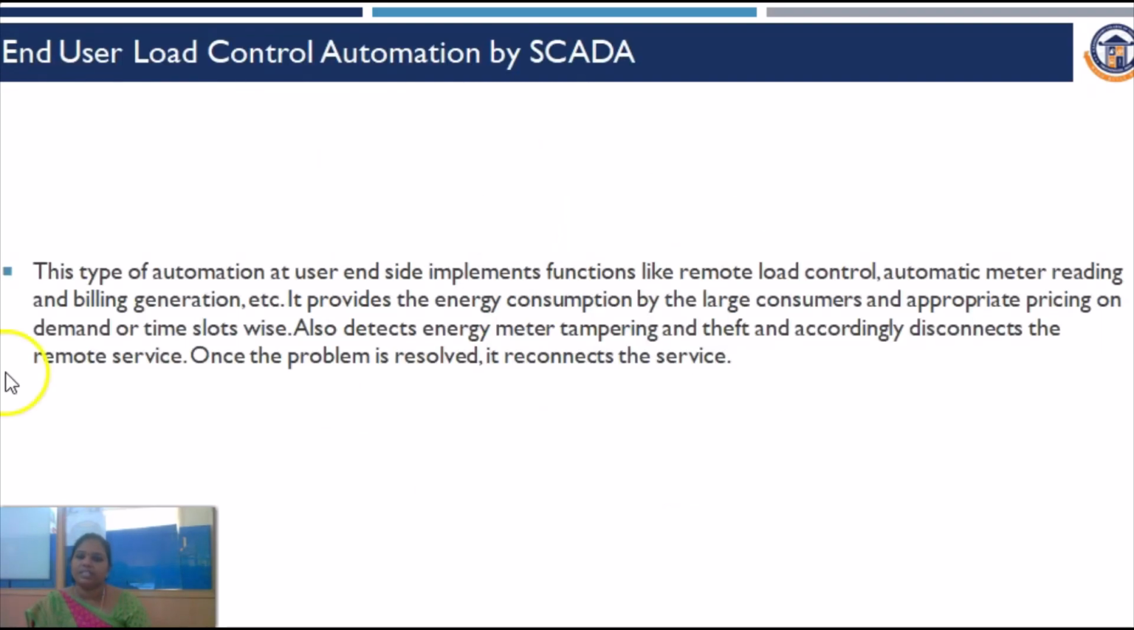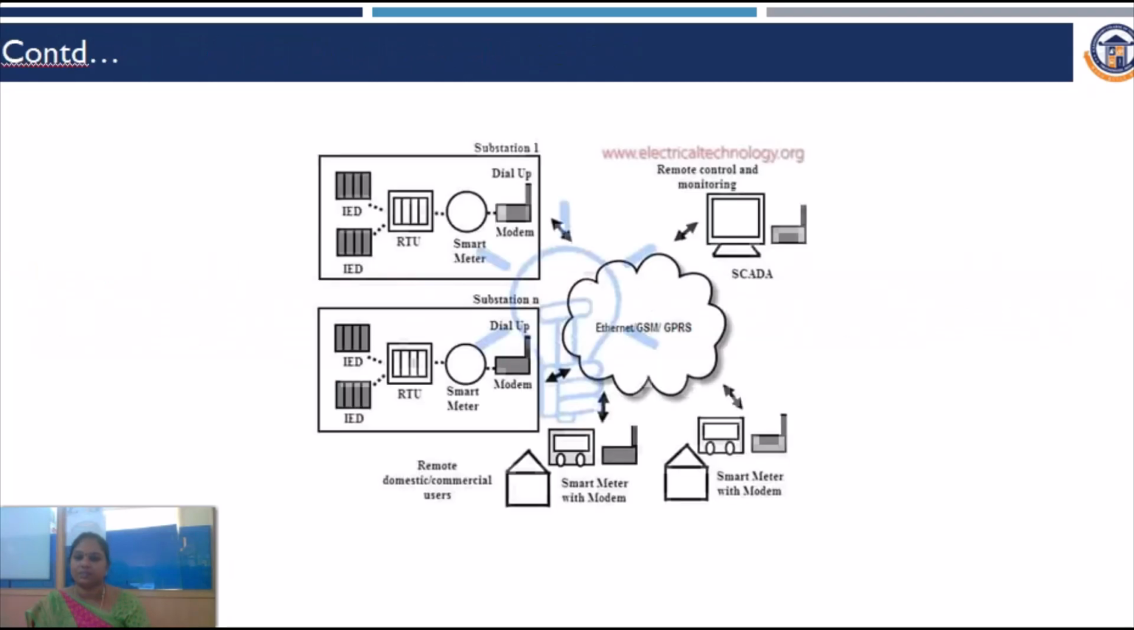This type of automation at the end user side implements functions like remote load control, automatic meter reading, and billing generation, etc. It provides the energy consumption by the large consumers and appropriate pricing on demand or time slot wise. Also, it detects energy meter tampering and theft and accordingly disconnects the remote service. Once the problem is resolved, it reconnects the service.